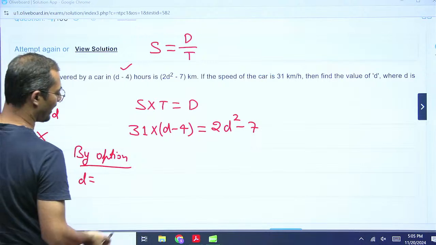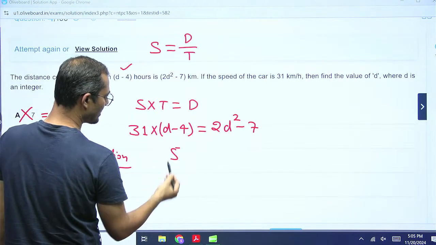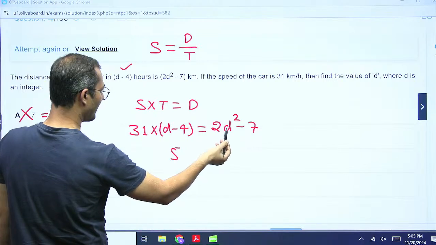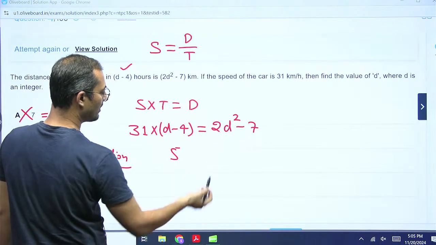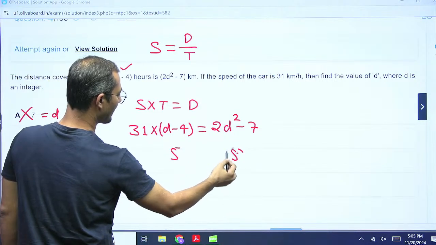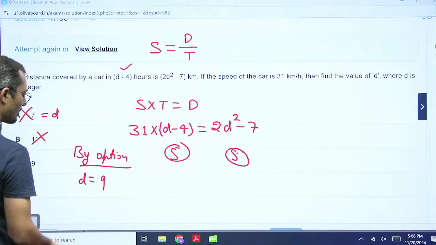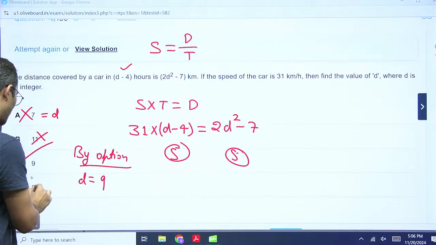Again, if we take d is equal to 9, 9 minus 4 is 5, 5 into 31, the unit digit is 5. And 9 square is 81, 1 into 2 is 2, 12 minus 7 is 5, so here we get the same unit digit. So we can say that d is equal to 9. So 9 is the right answer.